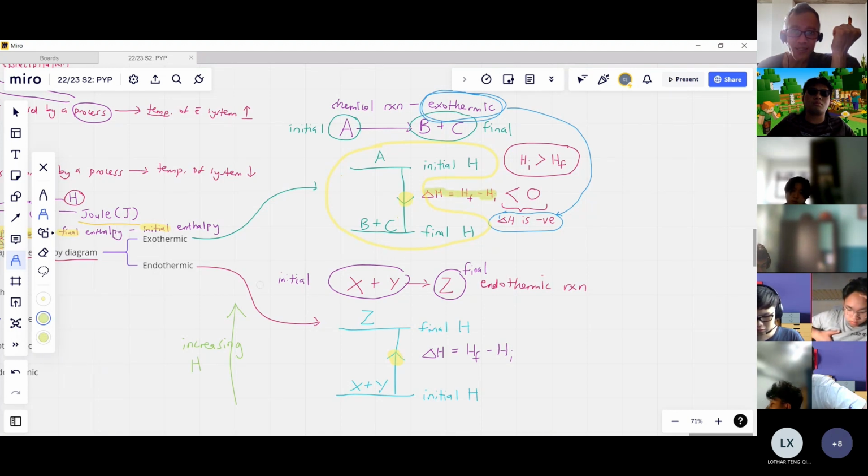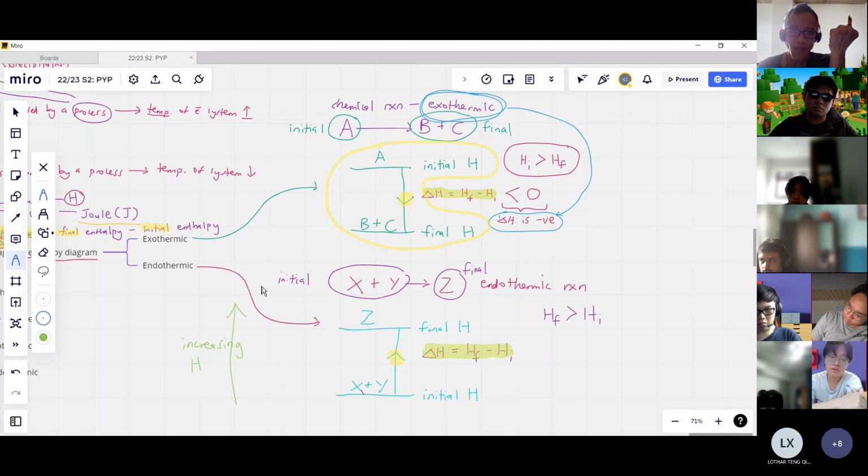Delta H here is final minus initial. Guess what is the same for here as well? Final minus initial. Okay, but what is different? What do you notice for this energy diagram? How do you compare between final and initial values? I can write this down. Final enthalpy is greater than initial enthalpy, for the simple reason that final is higher than initial, so I can write this statement down.